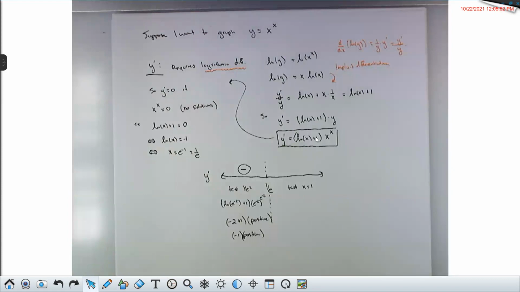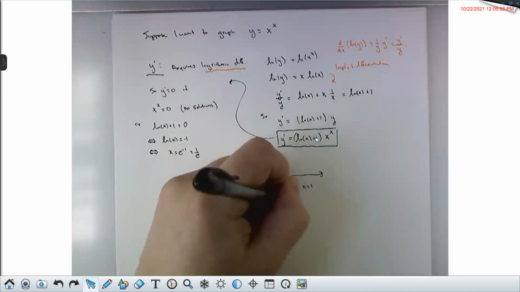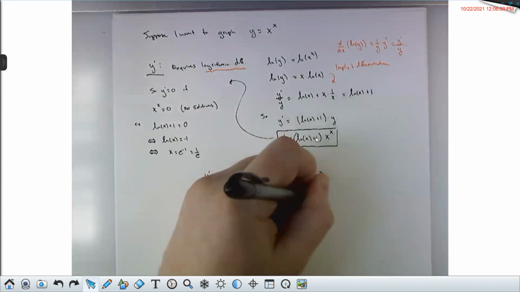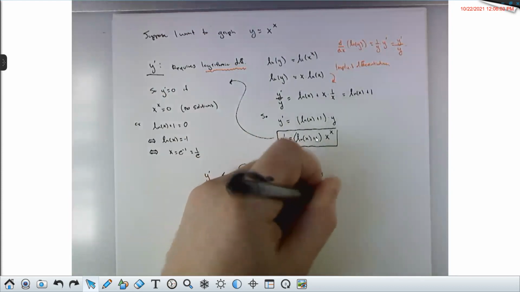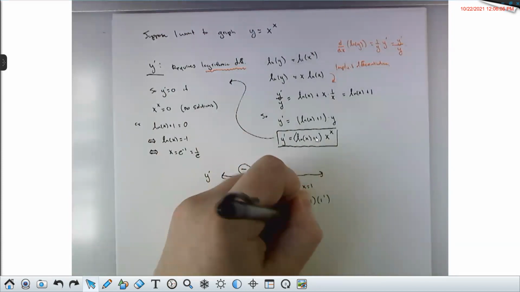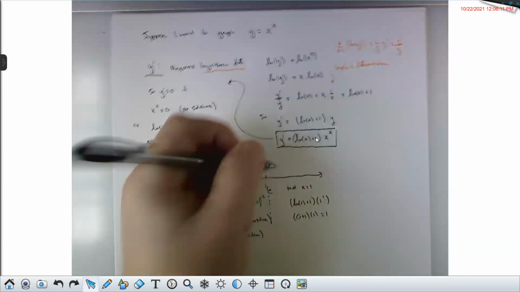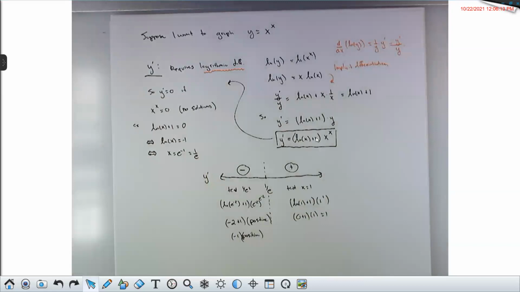And to the right, if I test x equals 1, I'll get the natural log of 1 plus 1 times 1 to the 1. The natural log of 1 is 0, so this is 0 plus 1. 1 to the 1 is 1, so this whole apparatus here is 1. In particular, it's positive. So I know that my function is decreasing until we get to 1 over e, and then increasing thereafter. We could also attack it with the second derivative if we wanted.